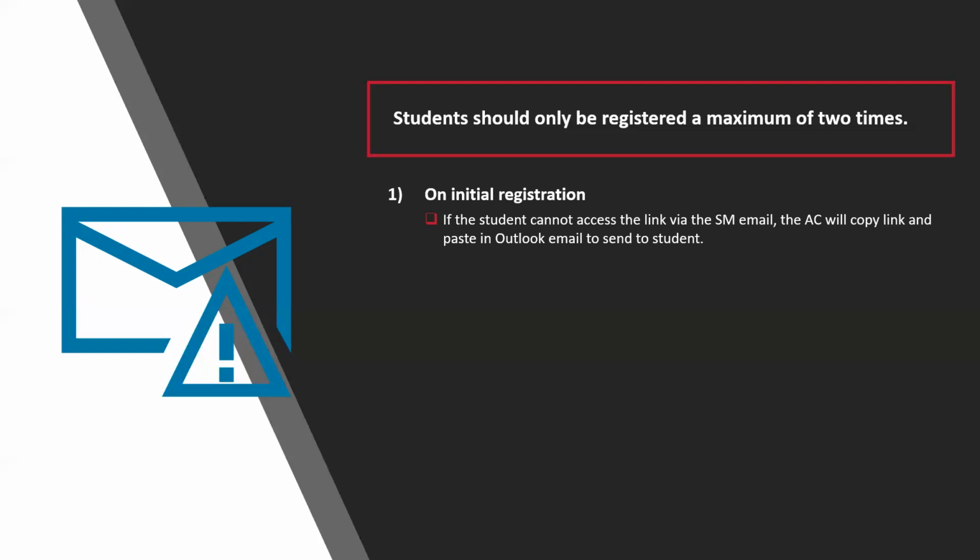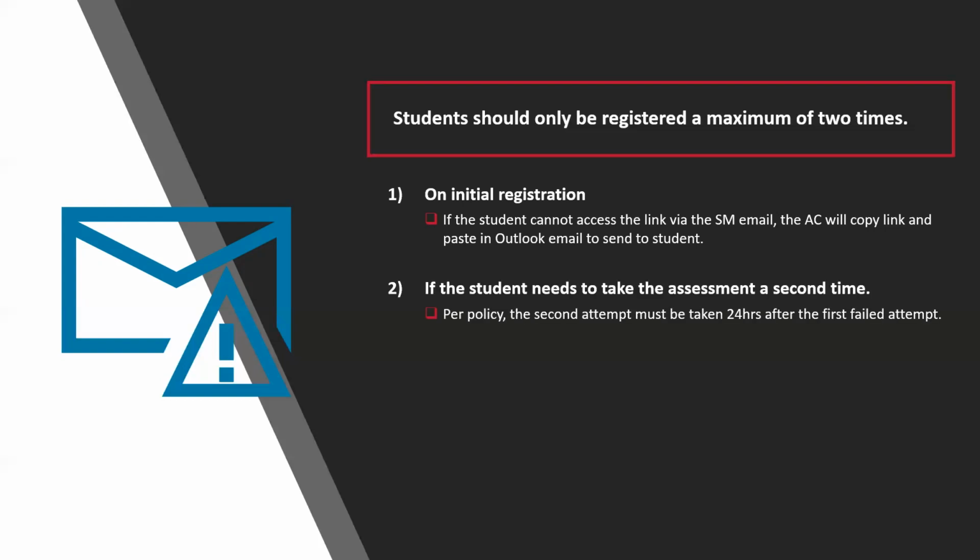On the initial. And the second registration would be if the student needs to take the assessment a second time. So per policy, the second attempt must be taken 24 hours after the first failed attempt. This is really important, okay? Because again, the whole goal of SmarterMeasure is to prepare our students, or to at least look into if the student is ready to go to school online, right? To have a prepared student. So this is how that begins.